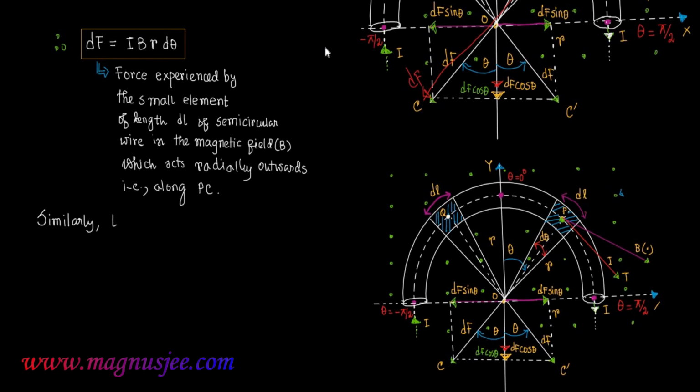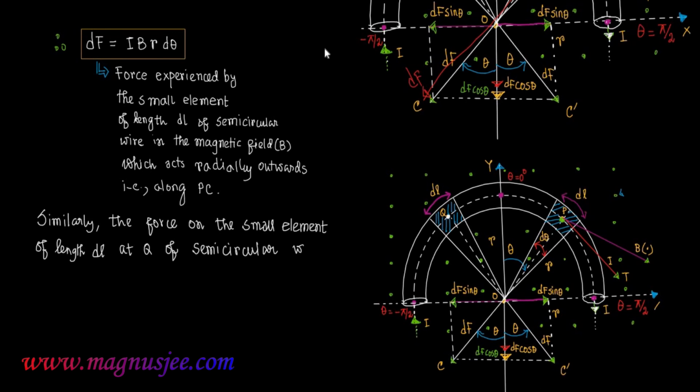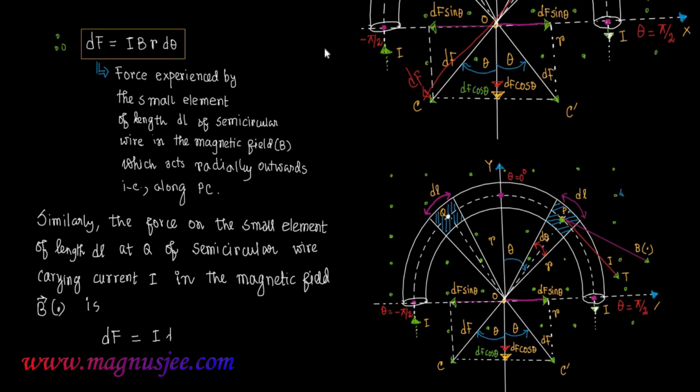Similarly, the force on the small element of length dl at the point Q of the semicircular wire carrying a current I in the transverse magnetic field B, and this magnetic field B acts outwards, is given by vector dF equal to I vector dl cross vector B.